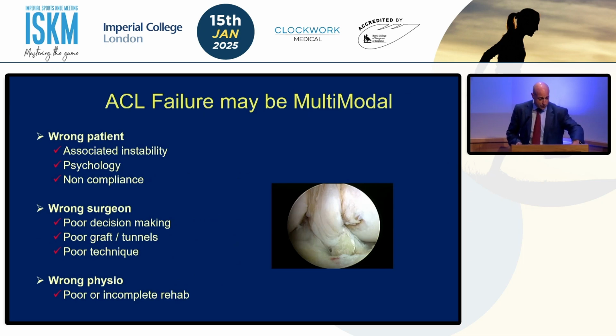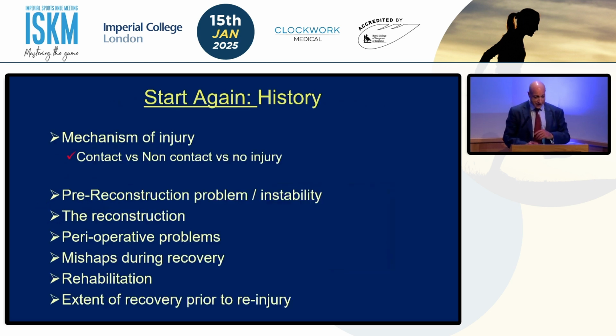Of course, there are many causes, and the whole purpose of doing a good revision is to identify why it went wrong in the first place. It would be a bit daft to repeat the same mistake just because that's the operation you know how to do. So it could have been the wrong patient, could have been an associated instability that was missed, could be non-compliance, could be their psychology and their ability to cope, could be the wrong surgeon. That still exists, sadly. It's poor decision-making, poor grafts and tunnels, poor technique, and of course, the rehab is very, very important, but I'm not going to go into that any further.